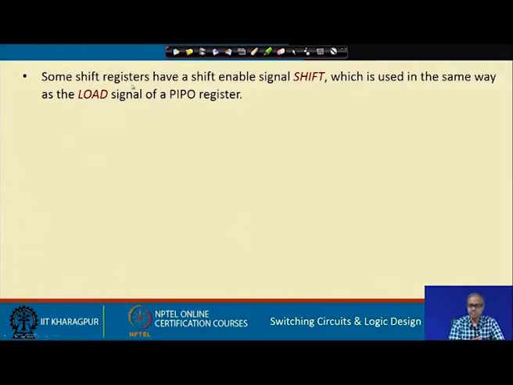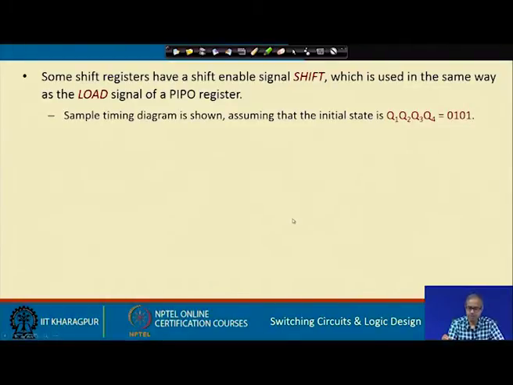There are some shift registers which have a separate shift enable signal, just like in a PIPO register we have used a load. So, either you can use a gated clock or using a multiplexer. In a very similar way I can use that shift signal in conjunction with the clock signal to enable the shifting. I can use the gated clock also, clock and shift, to generate the clock signal for the flip flops, or I can use that multiplexer kind of a circuit that we discussed.